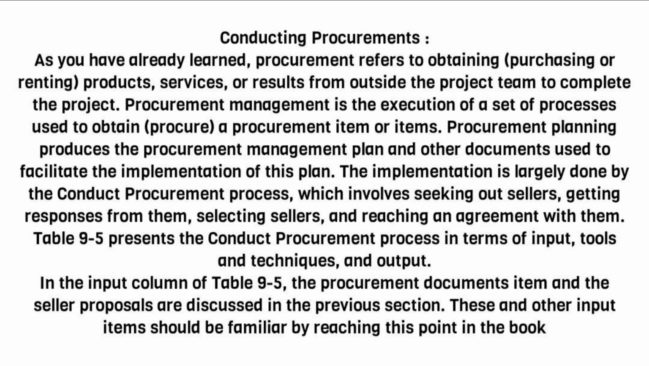Table 9.5 presents the conduct procurement process in terms of input, tools and techniques, and output. In the input column of Table 9.5, the procurement documents item and the seller proposals are discussed in the previous section. These and other input items should be familiar by reaching this point in the book.